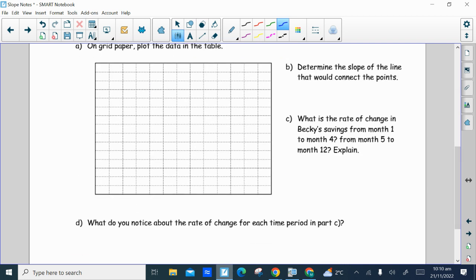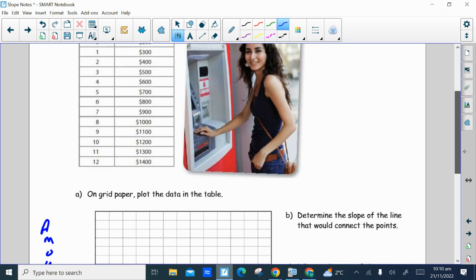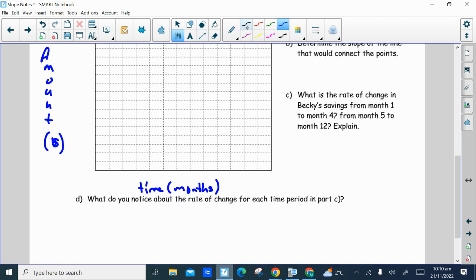Now, when you draw your graphs, you have to make sure that you label your axes. So we talked about this in our graphing chapter. We have to label our axes. So time in months goes along the bottom, and then our amount in dollars goes on the side. If we look at the table, we have to go all the way up to 12 months. So the other thing we have to do is make sure we choose a suitable scale.